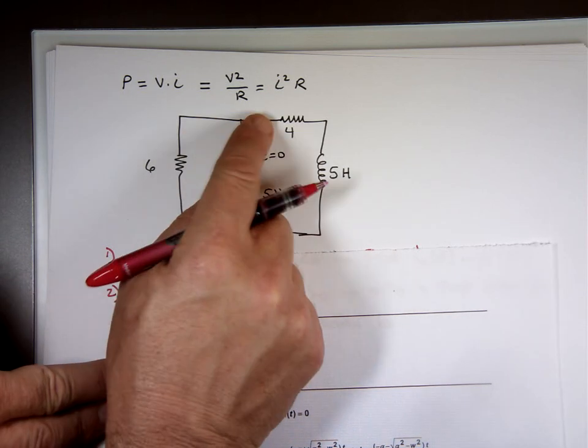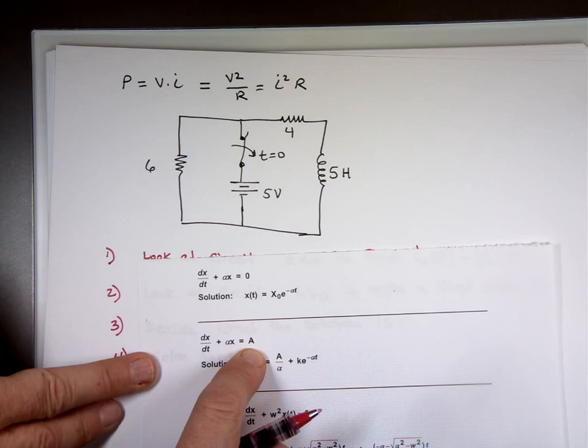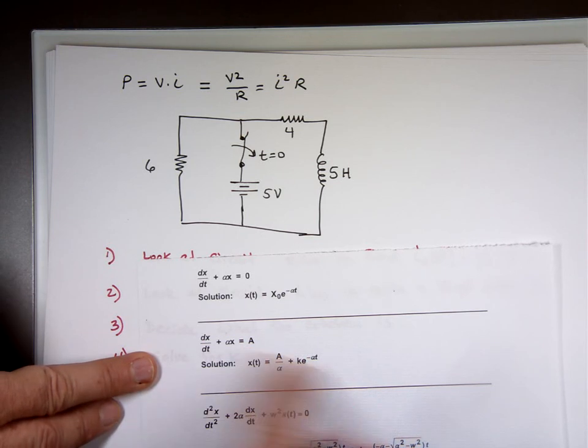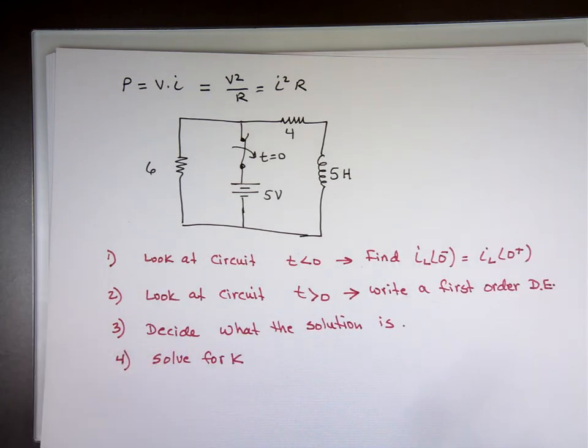Say there's a 5 volts here. Then you'll have a number here. And when you have a source there, the equation becomes like that. I'll give you one shortly. So this one is going to be when t is greater than 0, that source is gone. So let's follow these steps again.